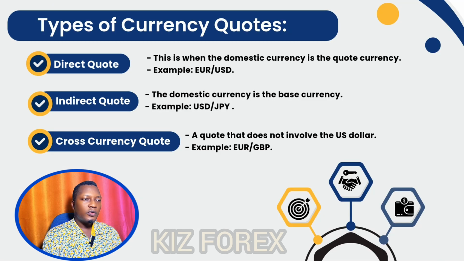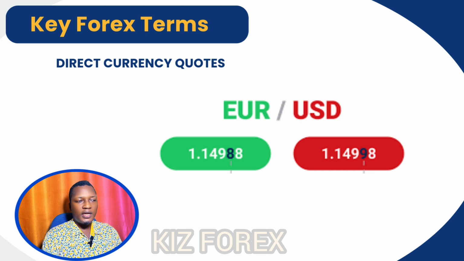Now, a direct currency quote is when the domestic currency is the quote currency, that is, the highest currency is the quote currency. As you can see in this graphical representation, we have the Euro USD. The Euro is the lesser currency, while the USD is the higher currency. So when the USD is the quote currency, we have a direct currency quote in this case.